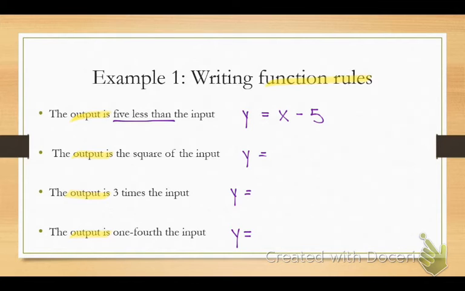All right, so let's look at the second one. So the other three, I'm just going to basically write it how I read it. The output is the square of the input. The square. Anybody think they know how I would square the input? How I would square it? Isabel? Exponent. X squared. Y equals x squared.